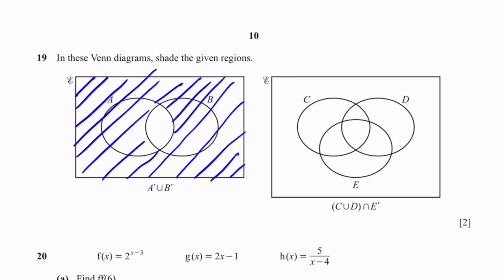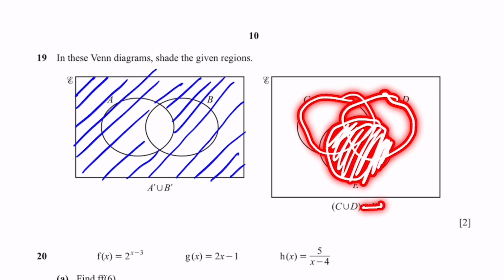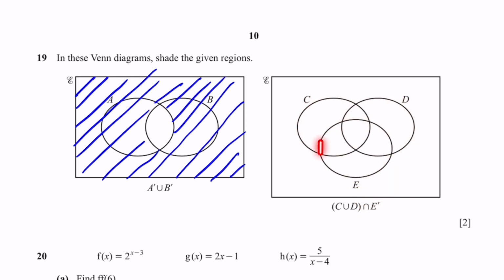Now we go to the second one. C union D intersection E prime. So C union D means everything inside C and D. Intersection E prime, which means intersection with everything outside E. So we take out E, and then that means we are left with this part over here, which is the one which we need to shade. So let's just do that. And that's how you do it. That's the answer.